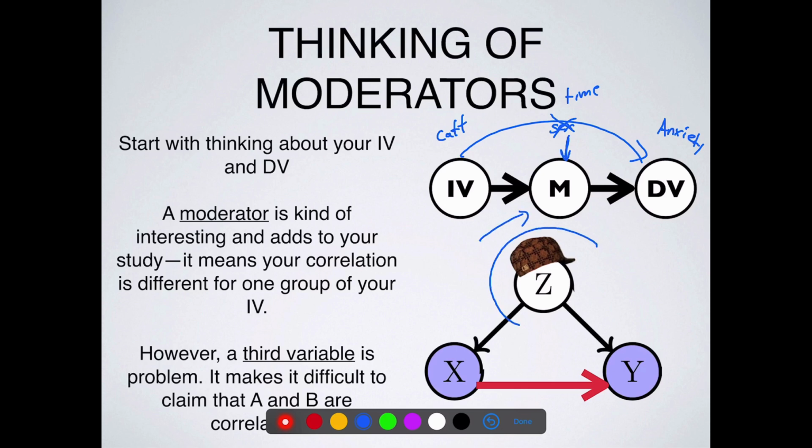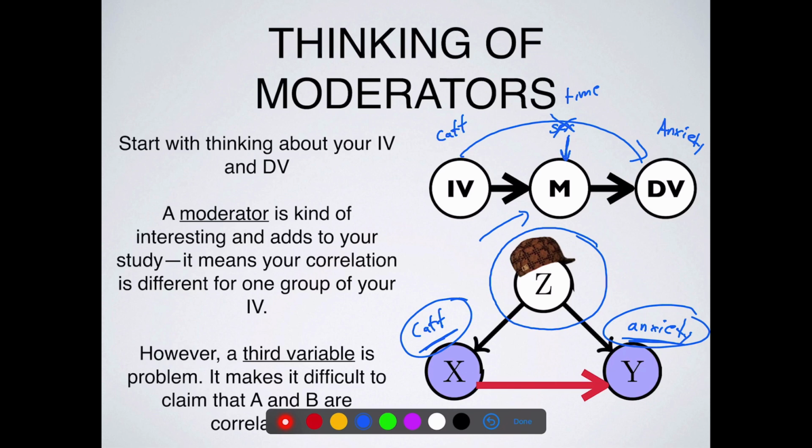Whereas a third variable is an alternate explanation to the relationship you've observed between your variables of interest. So let's say you have caffeine and anxiety, and you find there's a relationship there, right? You find that, okay, it seems like these two are related. People who drink more caffeine tend to be more anxious. So in this case, that would be an association claim, right?